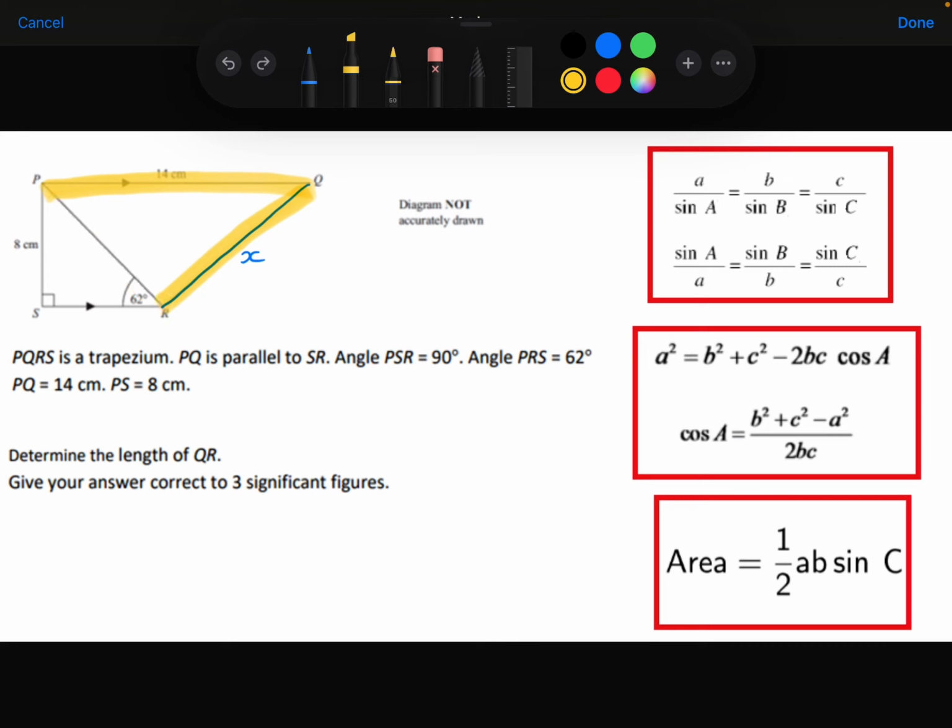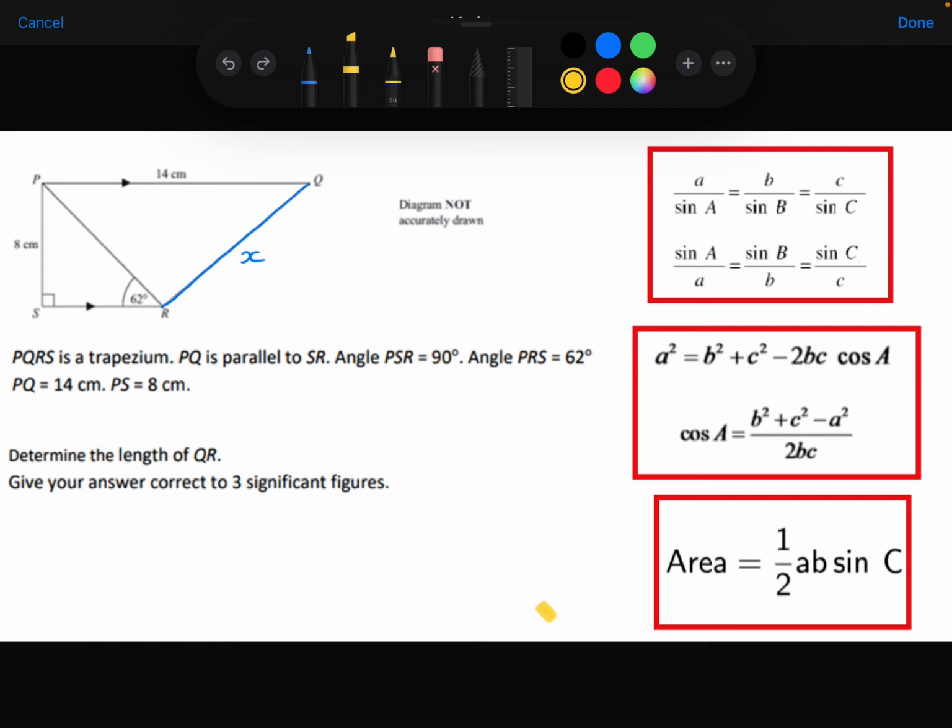I can see that I know one length is 14, but I don't know either of the angles, and I don't know the length here. So I want to see if I can work out any of those things.